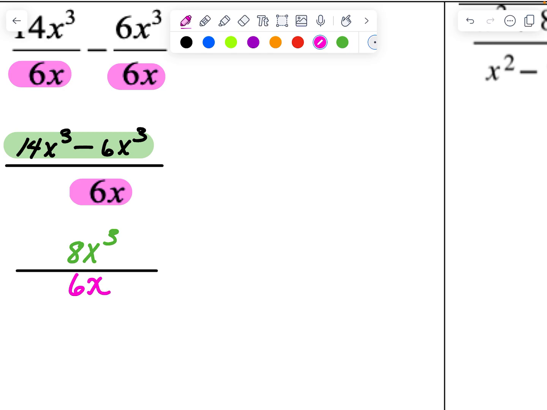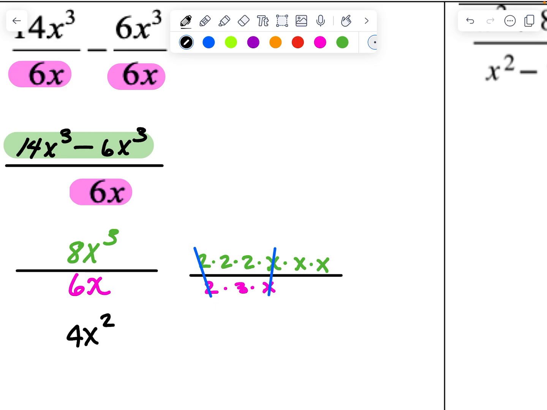So when we reduce, I just want you to remember, you don't have to write this down. As a matter of fact, I absolutely would not write it down, but the factored form of the numerator is 2 times 2 times 2 times x times x times x. That's 8x to the power 3. And the denominator is 2 times 3 times x. So that is the denominator in its most factored form. So these would cancel, and these would cancel. So our answer to this problem is 4x to the power 2 divided by 3.